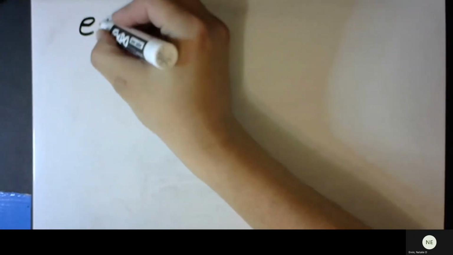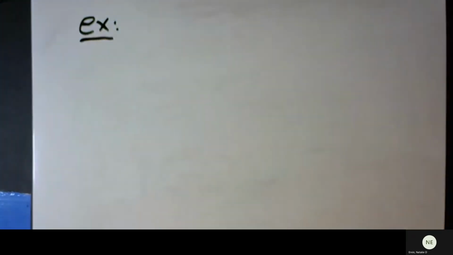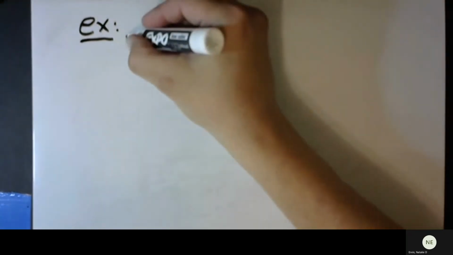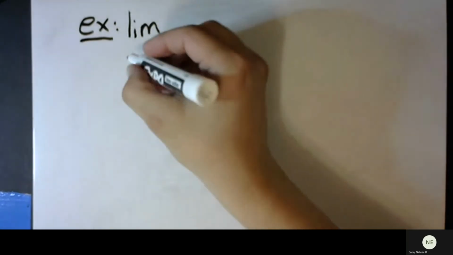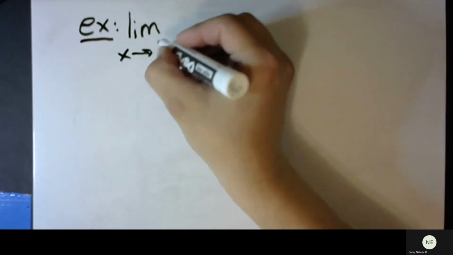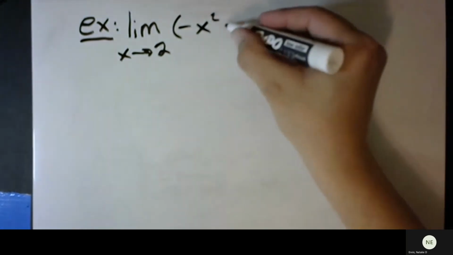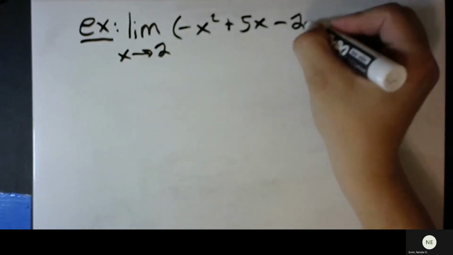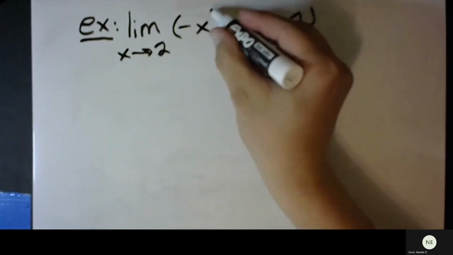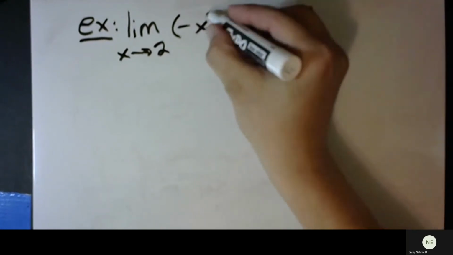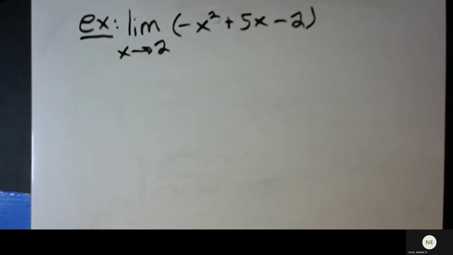So one of the things we encountered were the limit laws, and this is like the limit of a product is the product of the limits, and the limit of a difference is the difference of the limits. And this makes calculating limits pretty versatile. So let's say we have this. So we have something like this.